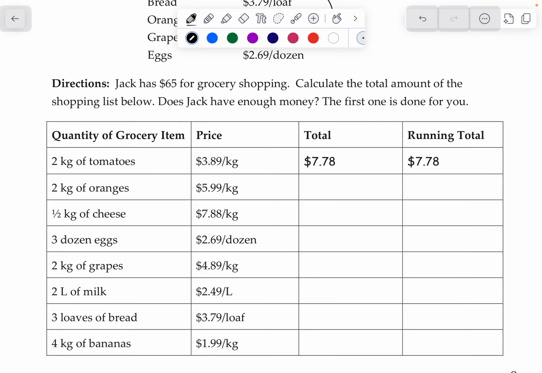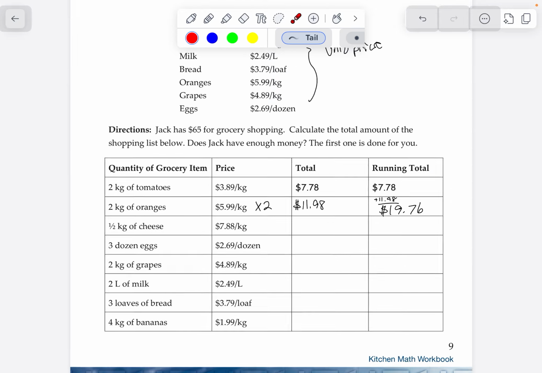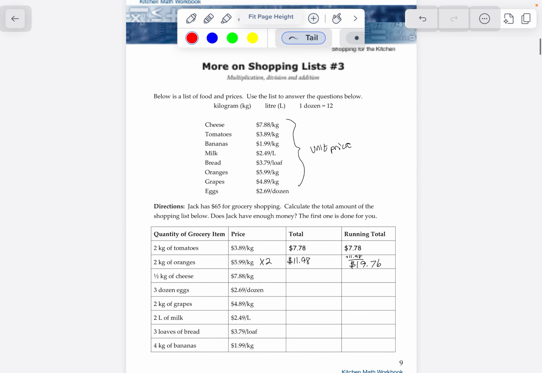So 2 kilograms of oranges, if they're $5.99 per kilogram, we multiply by 2, and the total would be $11.98. And what the running total is, we have to add $11.98 to the total that we had before. So $11.98 plus the $7.78 we've already allotted is a running total of $19.76. So you're just going to keep adding on as you go. So that is shopping list number 3. So please, that's what you're going to do in class today. There you go. Thanks.